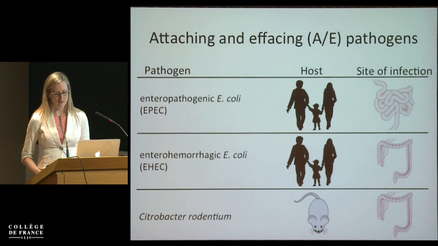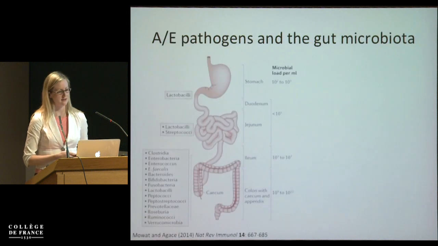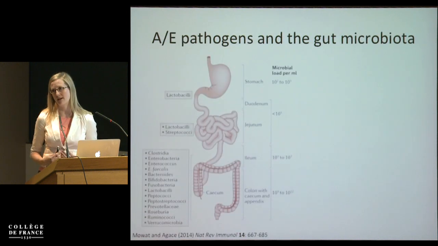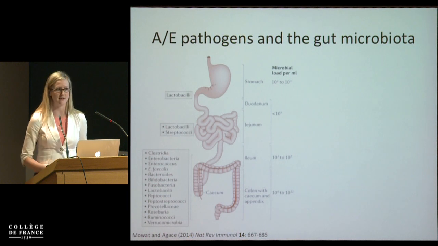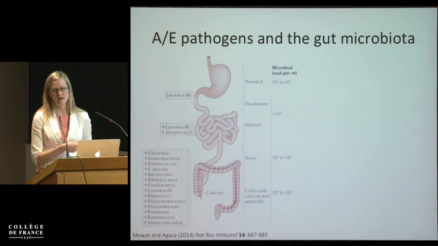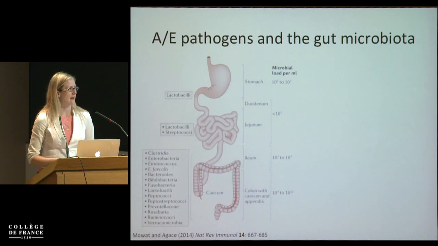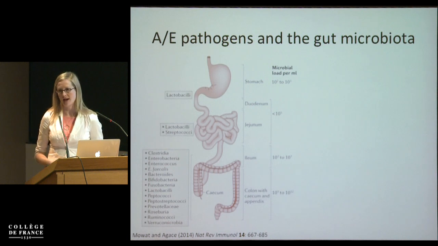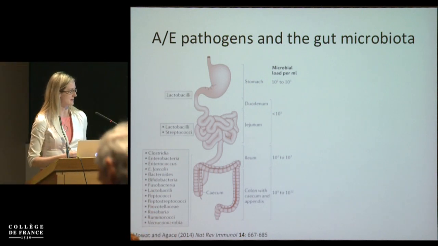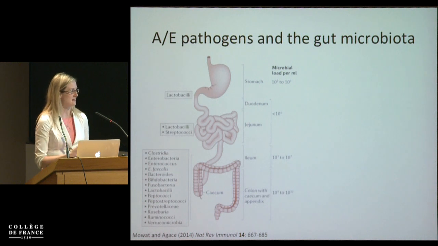So something that I find really interesting about particularly EHEC and Citrobacter that are infecting the large intestine is that they are infecting an area of the body that's already very heavily colonized by the gut microbiota. As I'm sure most of us know, the density and the diversity of the microbiota tends to increase as you go down the digestive tract. And what's really remarkable is that EHEC can not only colonize the host with an infectious dose of around 500 CFU, but it can actually proliferate to really high levels, even in the presence of 10 to the 9 to 10 to the 12, perhaps, bacteria in the colon.